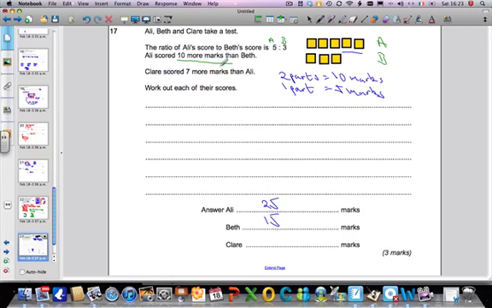And Claire scored 7 more marks than Ali. So what's 7 more than 25? It's 32. And that is the question done. Now, without the little picture to represent what's going on, I find that problem quite tricky to do. So, like I've said before, it always helps if you draw a little picture to help visualize the maths.